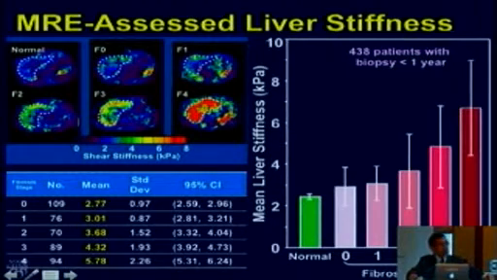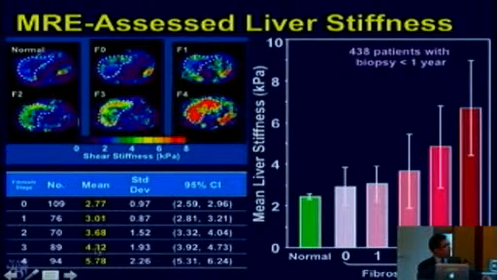And our experience has been growing with MRE for the assessment of liver stiffness. And here's an example showing about 450 patients with biopsy less than 1 year, and we can see that the stiffness increases as the stage of the liver fibrosis increases. And this is a group of patients with mixed etiology.